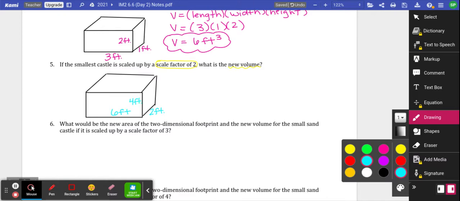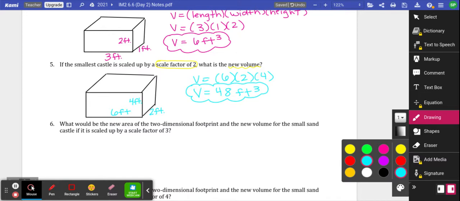Okay, so then our new volume is going to be obviously length times width times height. So that's going to give us 6 times 2 times 4. And so our volume is going to be 6 times 2, which is 12, and then 12 times 4 gives us 48 feet cubed. Now remember, with volume, our units are going to be cubed instead of squared like it is for surface area.